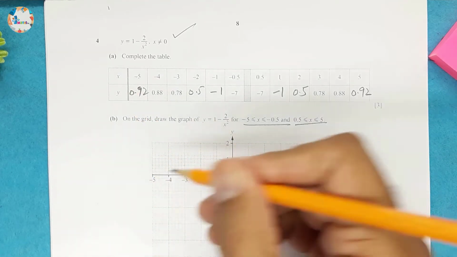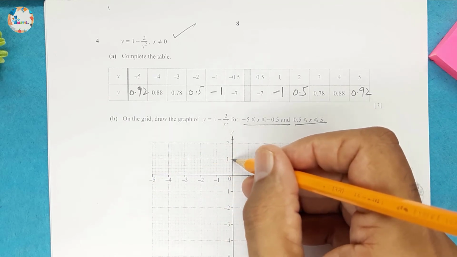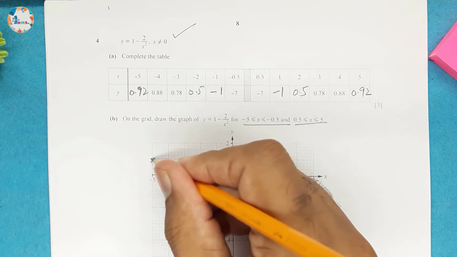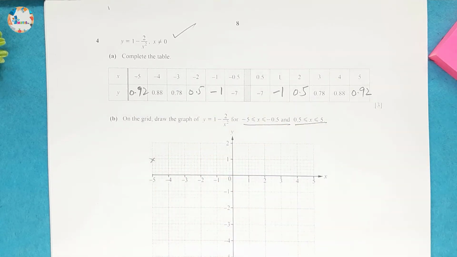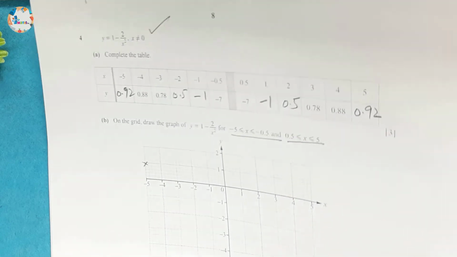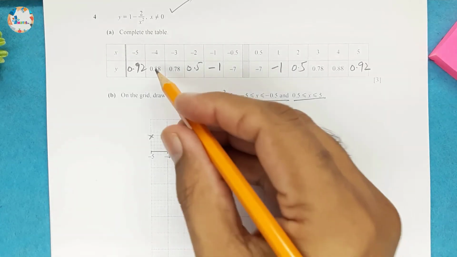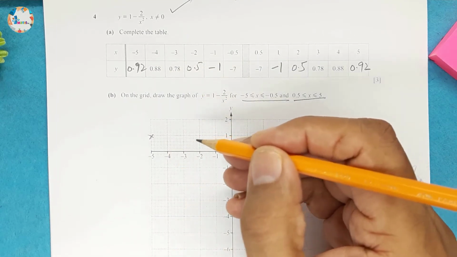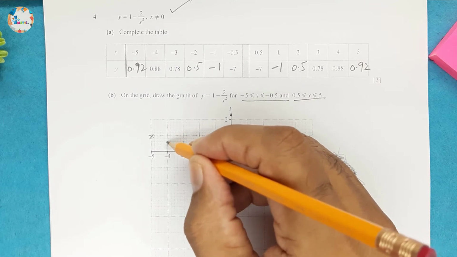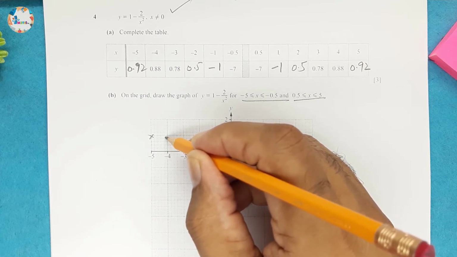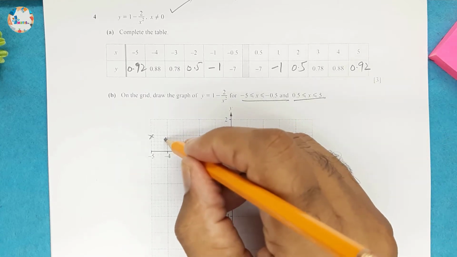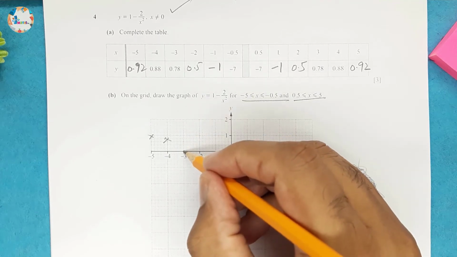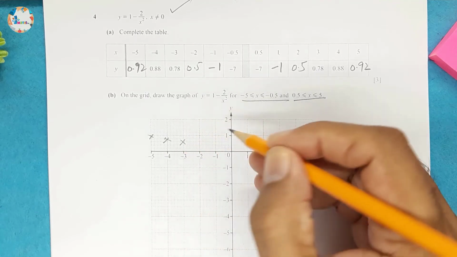So -5 and 0.92 will be very close to 1, so we can take a point over here a little lower than basically 1, and then -4 and 0.88. -4 and 0.88 is also very close to this one, so we can mark over here. Then -3 and 0.78 will also be very close.